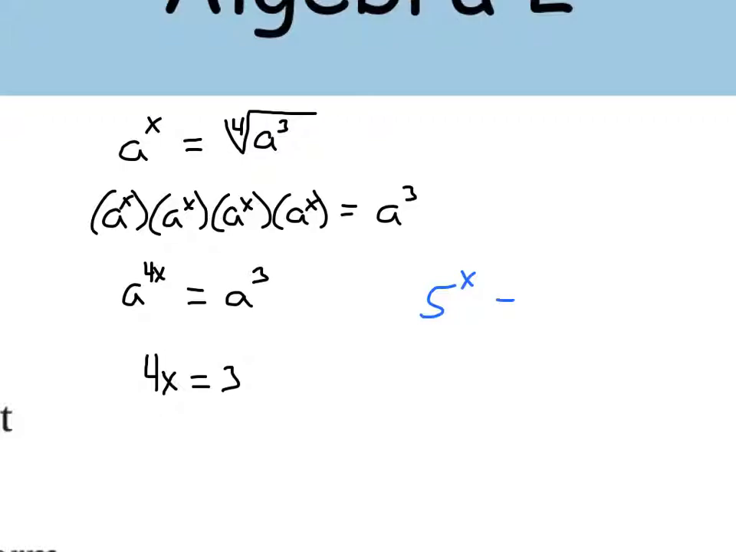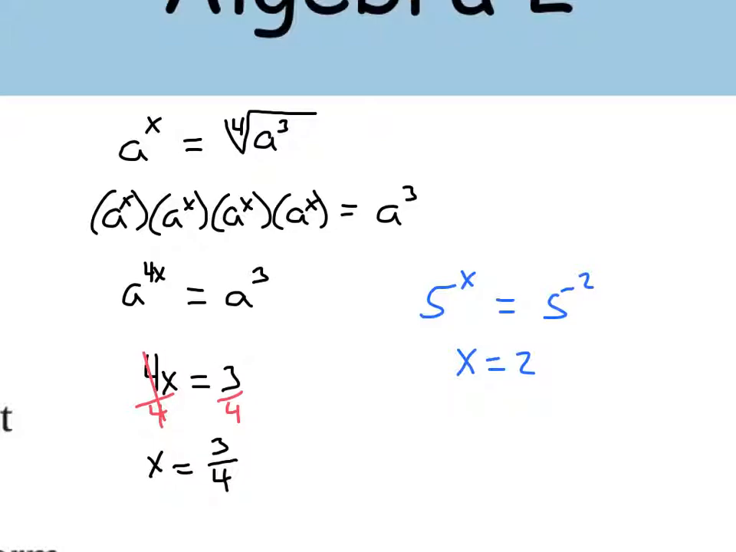5 to the x power equals 5 squared. Doesn't x have to equal 2? If 5 to the x power is equal to 5 squared, doesn't x have to equal 2? Doesn't that just make sense? Well, that's all the logic I'm using here, that if a to the 4x power equals a to the 3rd power, then 4x must equal 3. You guys agreeing with that logic? Okay. Well, then I can finish this by dividing both sides by 4, and that means x equals 3/4.